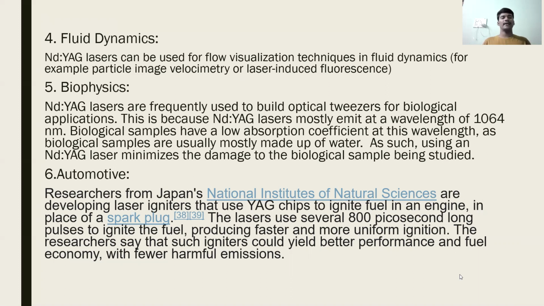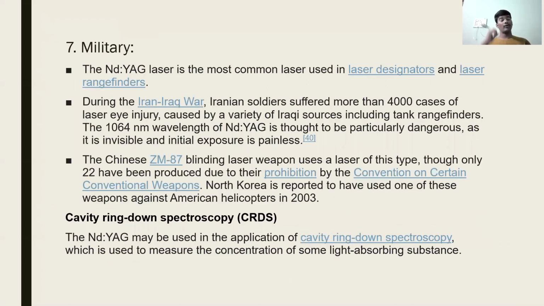Ignite means it will just give a spark through which the fuel burns and the engine will be started, producing faster and more uniform ignition. The researchers say that such igniters could yield better performance and fuel economy with fewer harmful emissions. Means using these YAG chips, there may be fewer chances of harmful emission of gases. Okay.